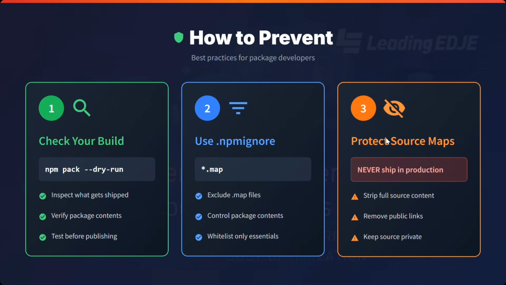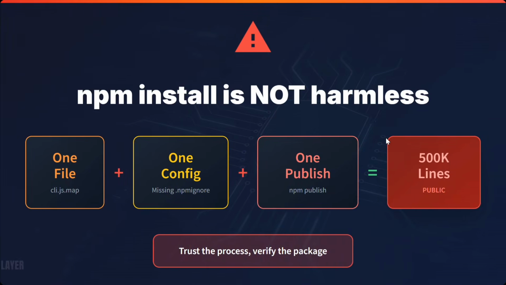How to prevent this? I think this is a mistake done by a huge AI company, that is Anthropic, but you should not do it. Check your build. That's the most important part. npm pack --dry-run inspects what gets shipped. This is very important. Verify package contents and test before publishing. Use .npmignore. I think it's not a miss. You can't miss this one. Exclude the .map files for sure. No source code should get pushed. Protect source maps. Never ship the source map in production. This is the most important part.